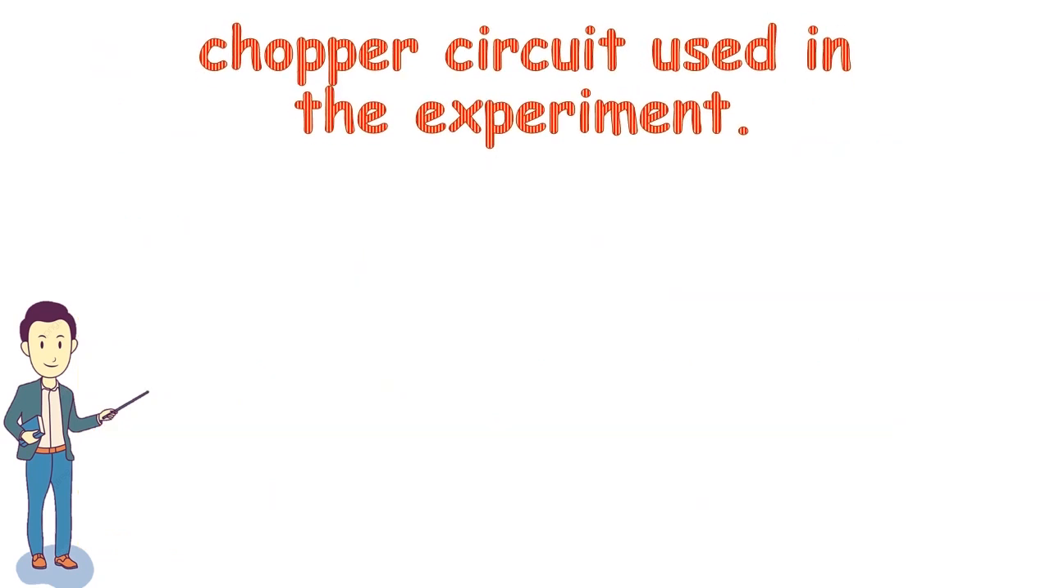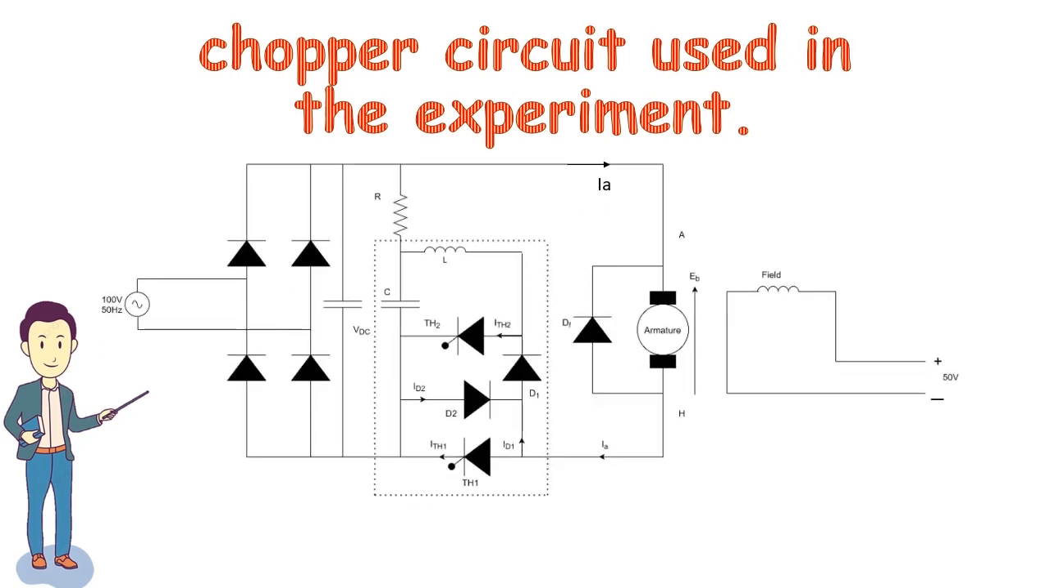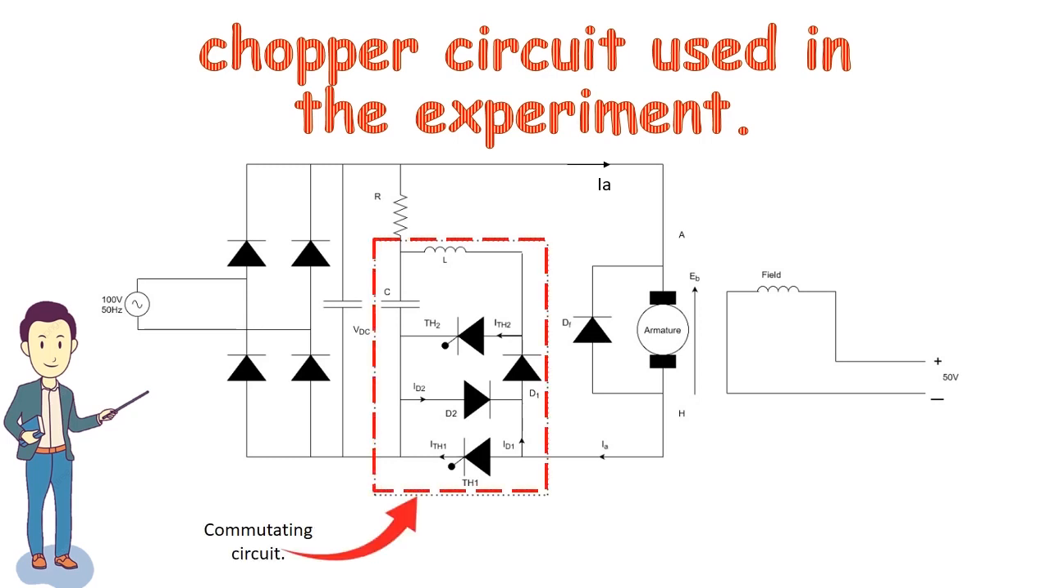Now let's have a look at the chopper circuit used in this lab setup. In this diagram, TH1 is the main thyristor. The commutation circuit comprises TH2, which is the auxiliary thyristor, capacitor C, inductor L, and diodes D1 and D2.